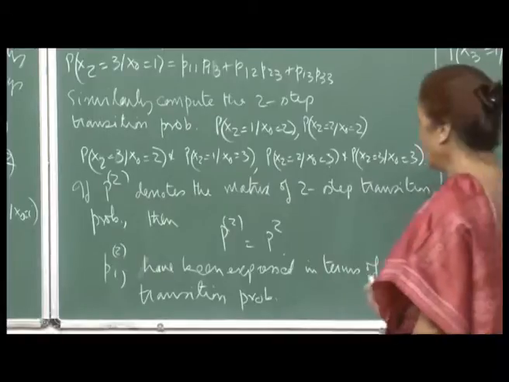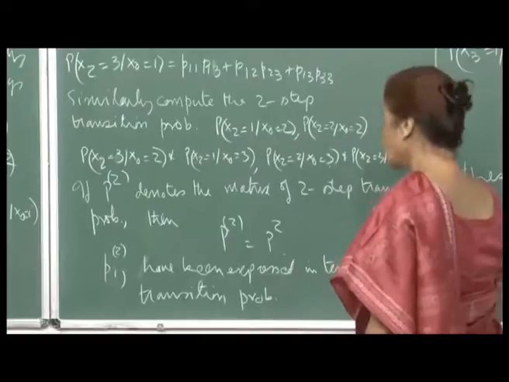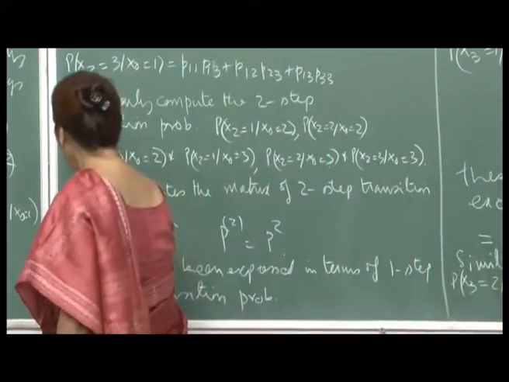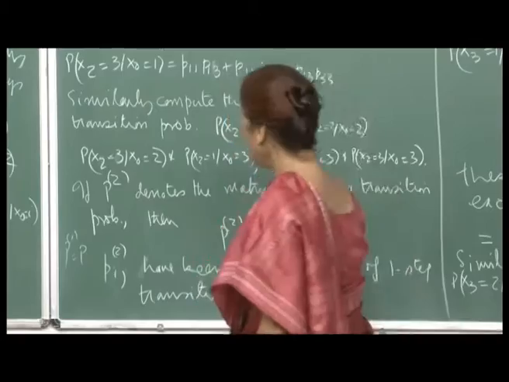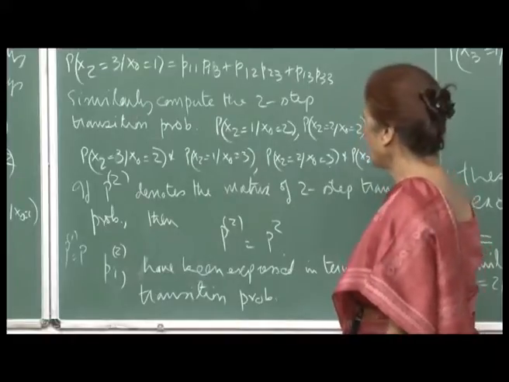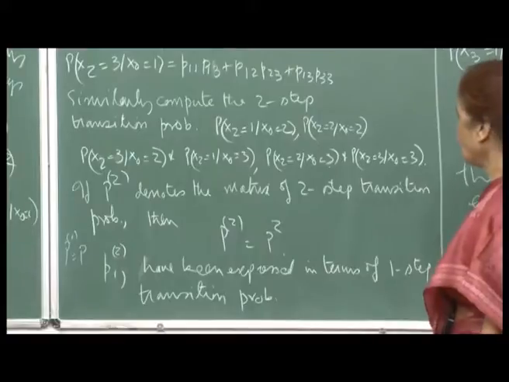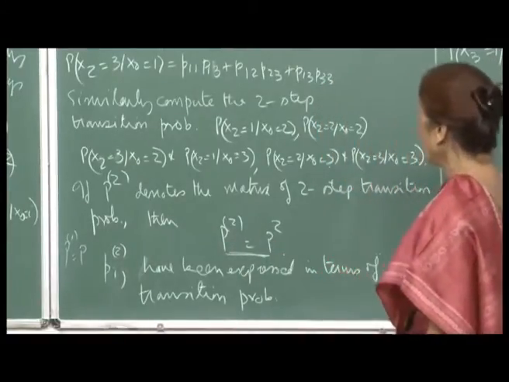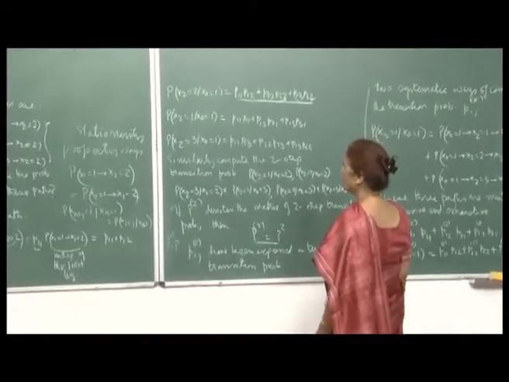So, let P_2 denote the matrix of 2-step transition probabilities. Just as with P, we are not writing P_1, it is understood that P_1 is P. This is the transition matrix of 1-step transition probabilities. Now, let P_2 denote the matrix of 2-step transition probabilities, then we will quickly notice that P_2 is actually P squared, because, yeah, here you have written the components of this.